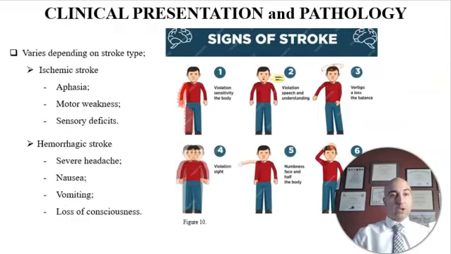The clinical presentation of strokes varies significantly depending on the two types. Ischemic stroke often presents with aphasia, which is difficulty speaking, motor weakness, either on one side of the body or bilaterally, and sensory deficits. The symptoms can develop gradually, especially during thrombotic events, or suddenly, like in embolic cases. Hemorrhagic stroke, on the other hand, is marked by severe headaches, nausea, vomiting, and loss of consciousness. The contrasting presentations emphasize the need for prompt recognition and intervention to minimize brain damage and improve outcomes.